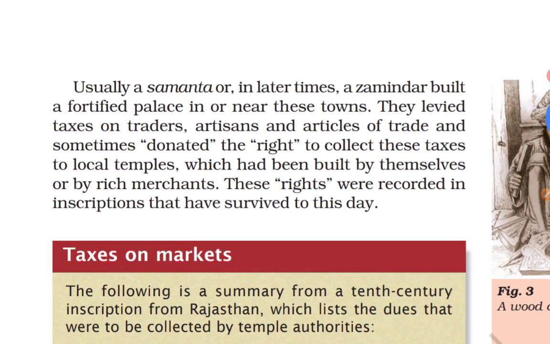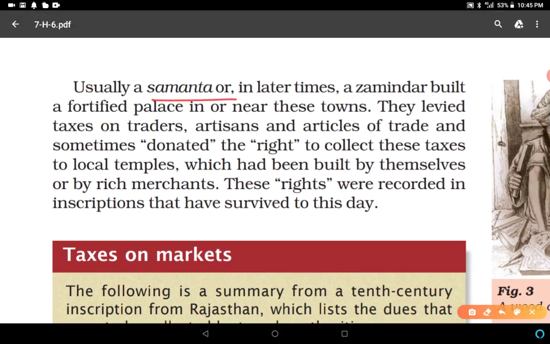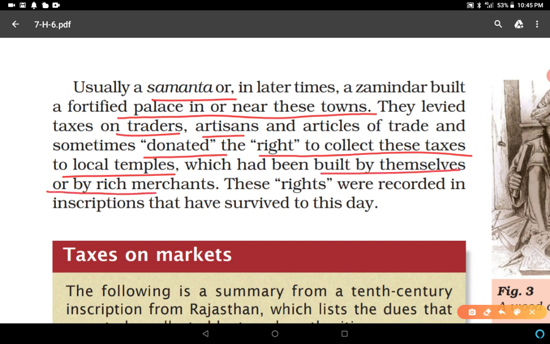Usually a Samanta, known as Zamindar, built a fortified palace in or near these towns. They levied taxes on traders and artisans, means those people who used to come there to sell their products. So tax was imposed on the trade and on the traders, artisans, and articles of trade, and sometimes they donated the right to collect these taxes to local temples. So local temples had the power to collect these kinds of taxes, which had been built by themselves or by rich merchants. So these rights were recorded in inscriptions that have survived to this day.